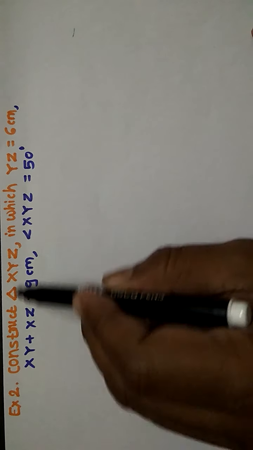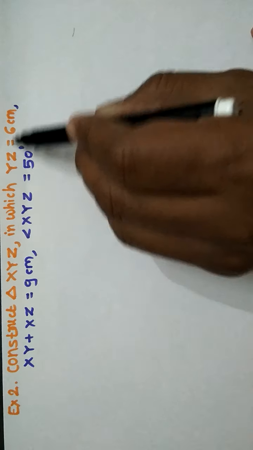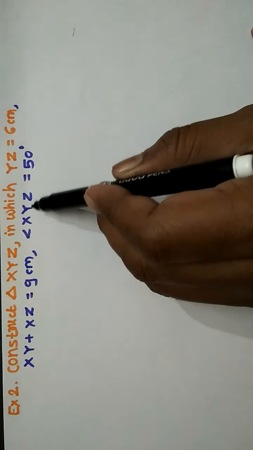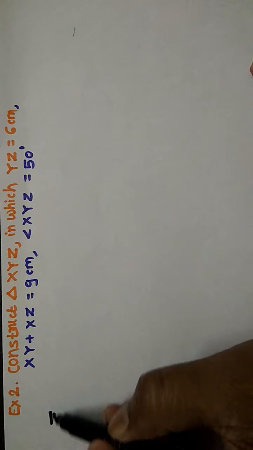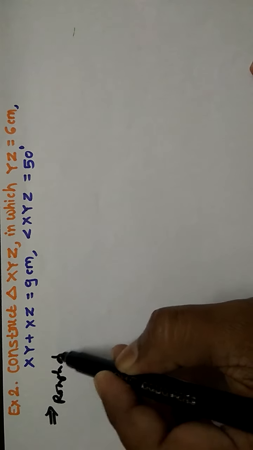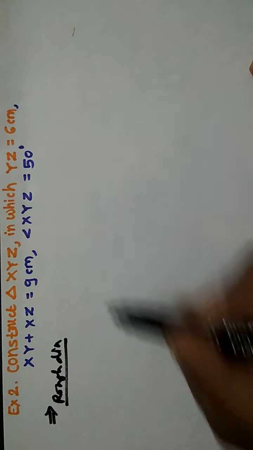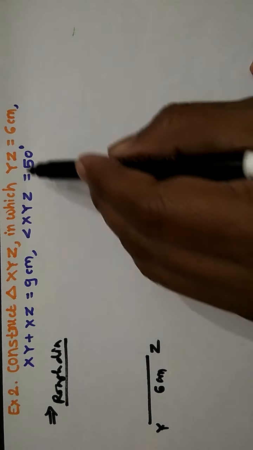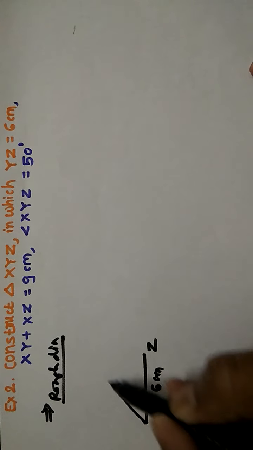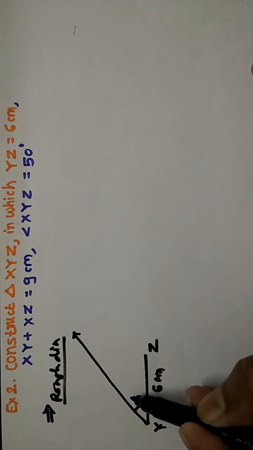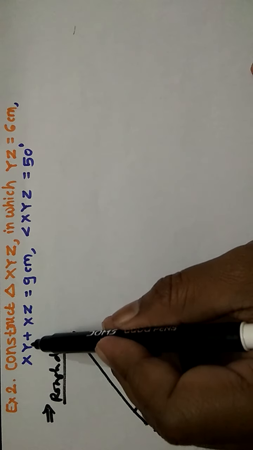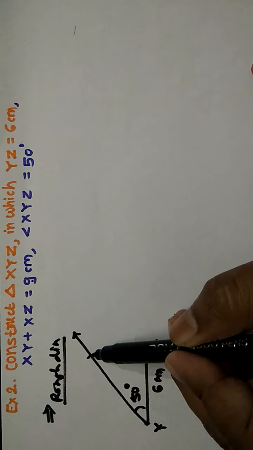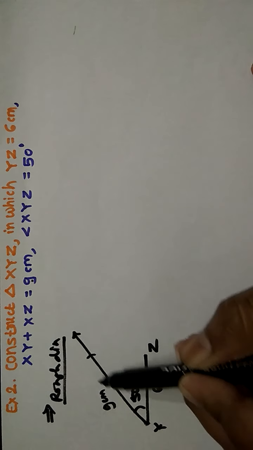Now see example number 2. Construct triangle XYZ in which YZ is equal to 6 centimeter, sum of remaining two sides is 9 centimeter and angle Y is equal to 50 degree. First we draw a rough diagram, which is called a reference diagram. See here, YZ has length 6 centimeter. Draw angle XYZ which has measure 50 degree. Take the sum 9 centimeter on this ray.